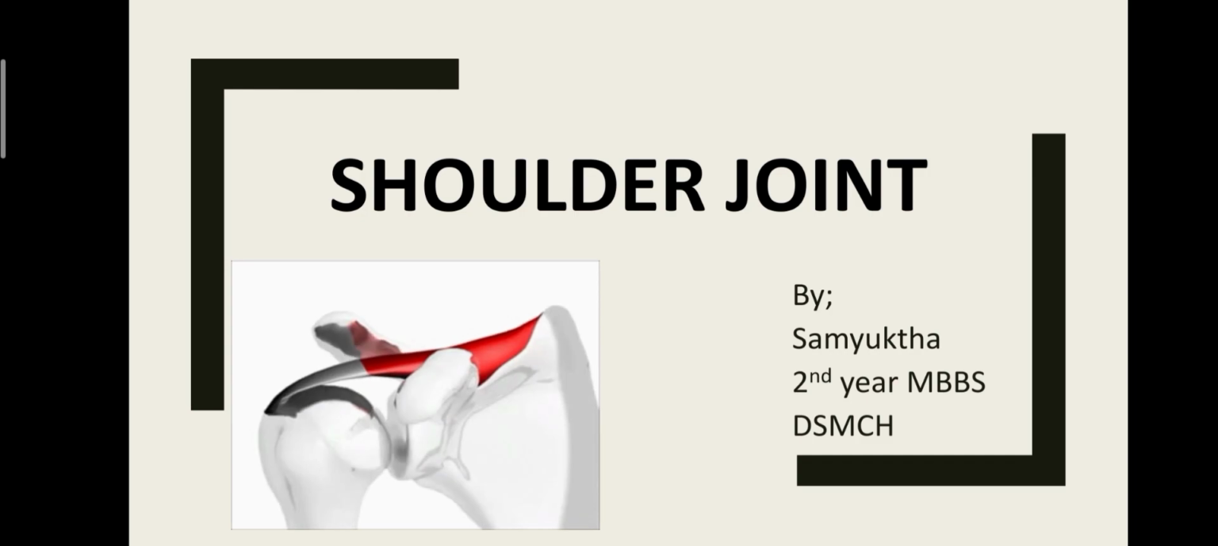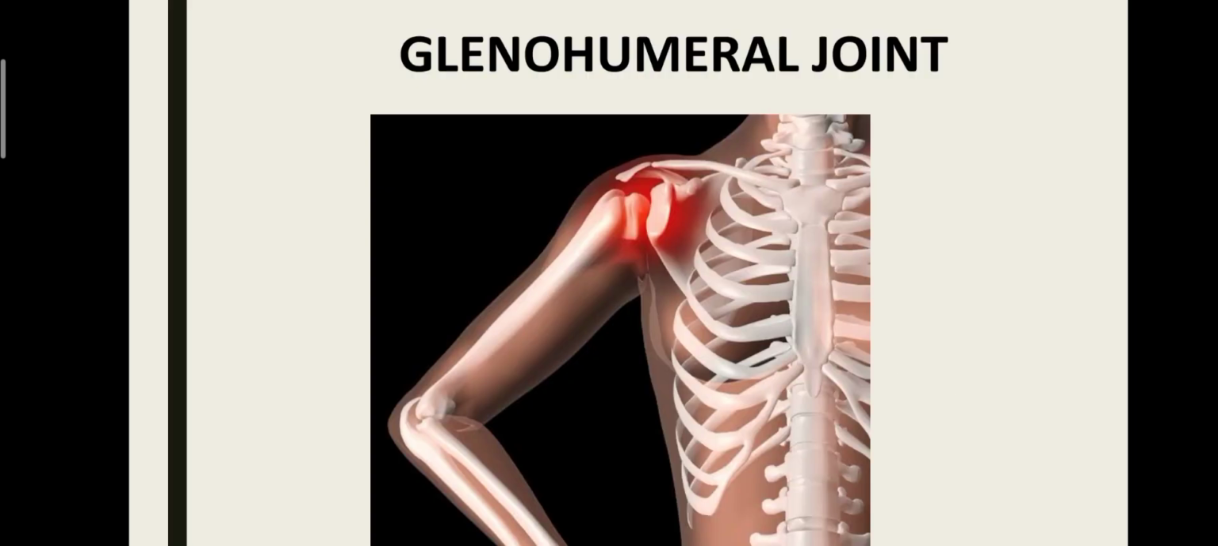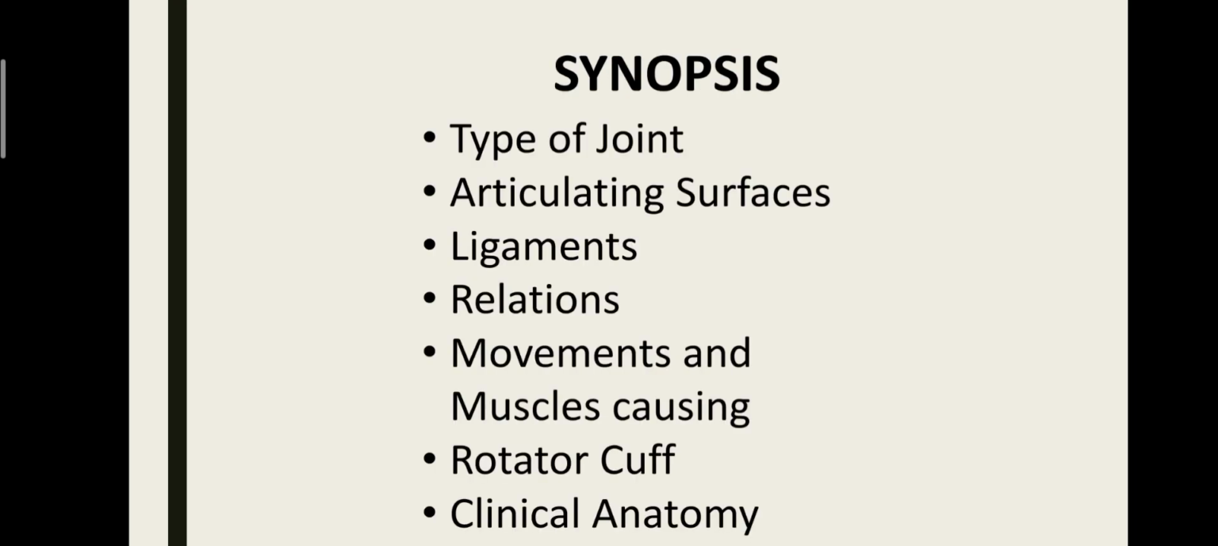Yes, let's get started. See, the shoulder joint is also called the glenohumeral joint, okay? It is because, look here, this is a glenoid cavity. The glenoid cavity of scapula articulates with the head of humerus, and that is why the joint is also called the glenohumeral joint. So here is the synopsis of today's class.